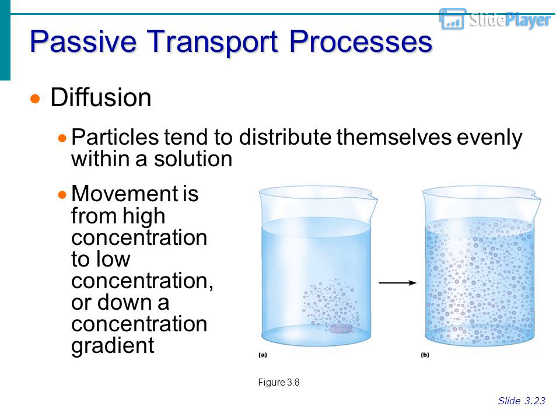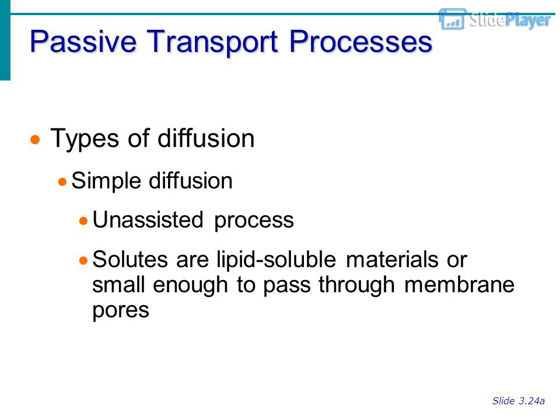Diffusion. Particles tend to distribute themselves evenly within a solution. Movement is from high concentration to low concentration, or down a concentration gradient. Figure 3.8. Slide 3.23. Passive transport processes. Types of diffusion. Simple diffusion. Unassisted process. Solutes are lipid-soluble materials or small enough to pass through membrane pores.